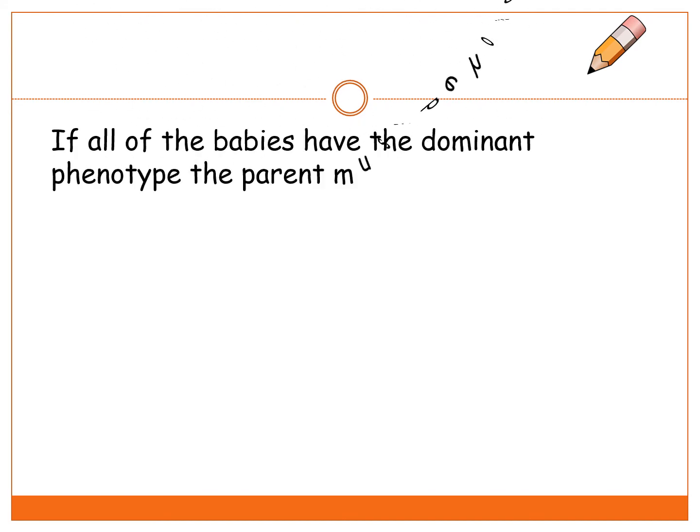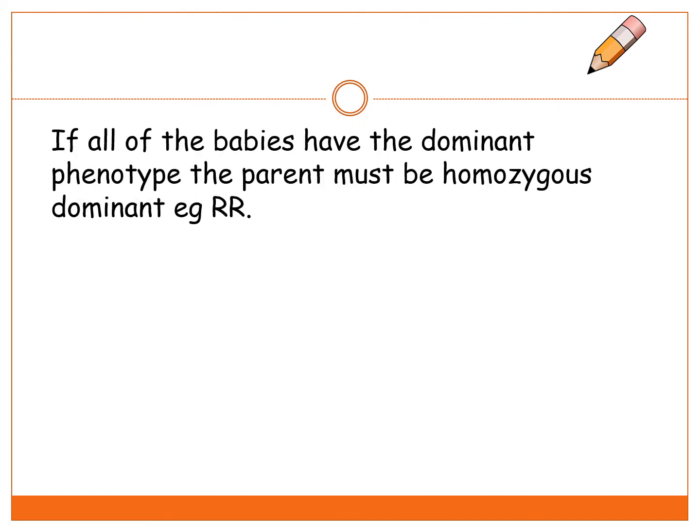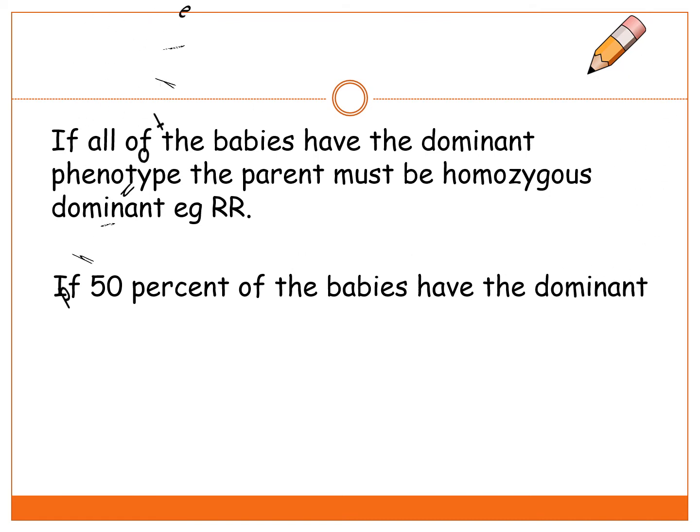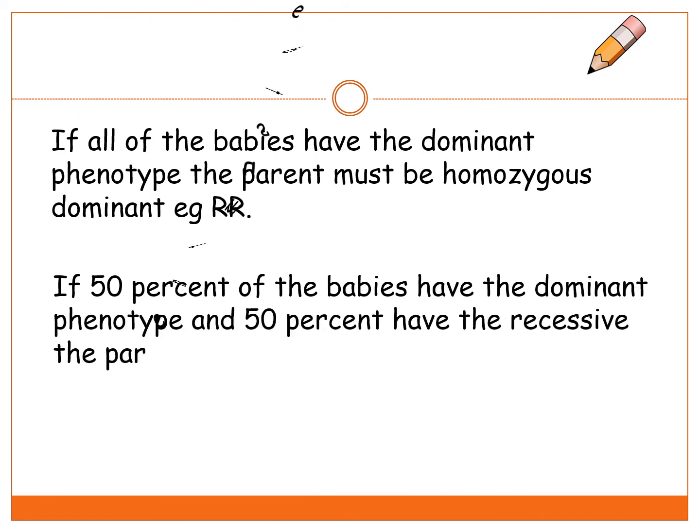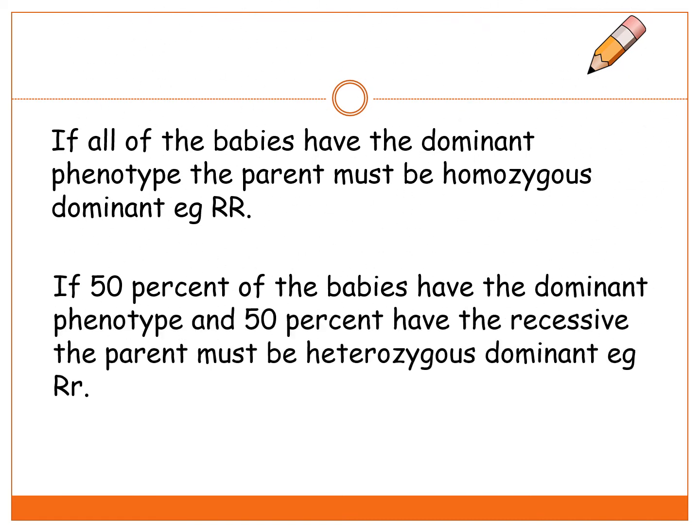So if all of the babies have the dominant phenotype, the parent must be homozygous dominant. So for example, capital R, capital R. If 50% of the babies have the dominant phenotype and 50% have the recessive, the parent must be heterozygous dominant. So big R, small r. So if you don't understand this, go back and watch it again.